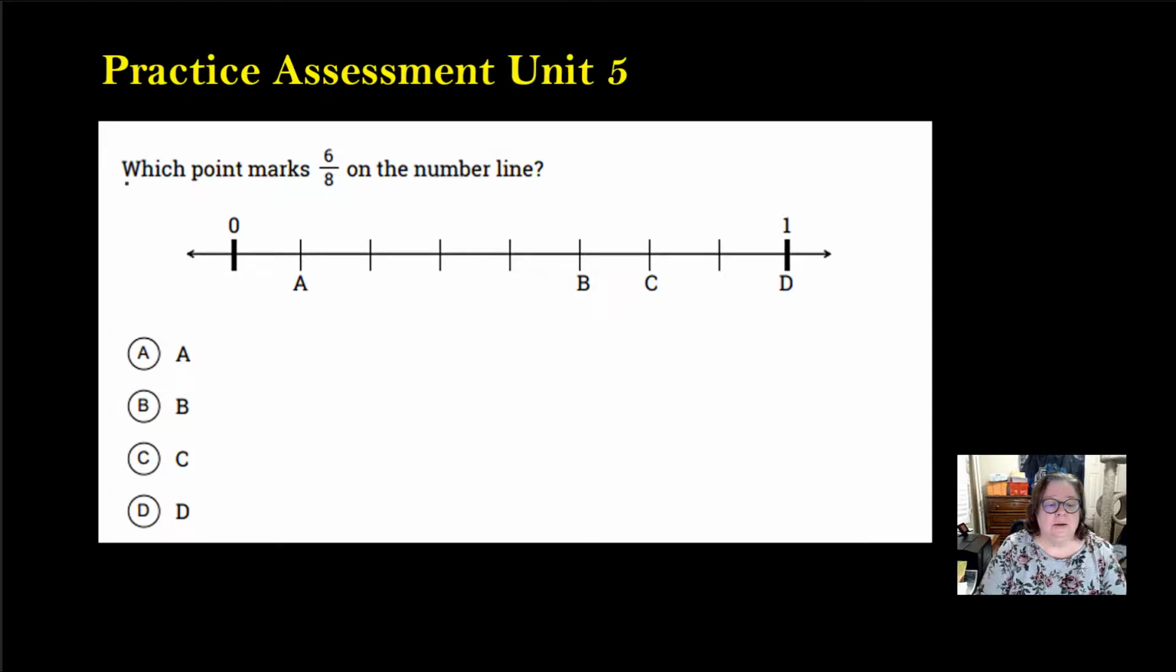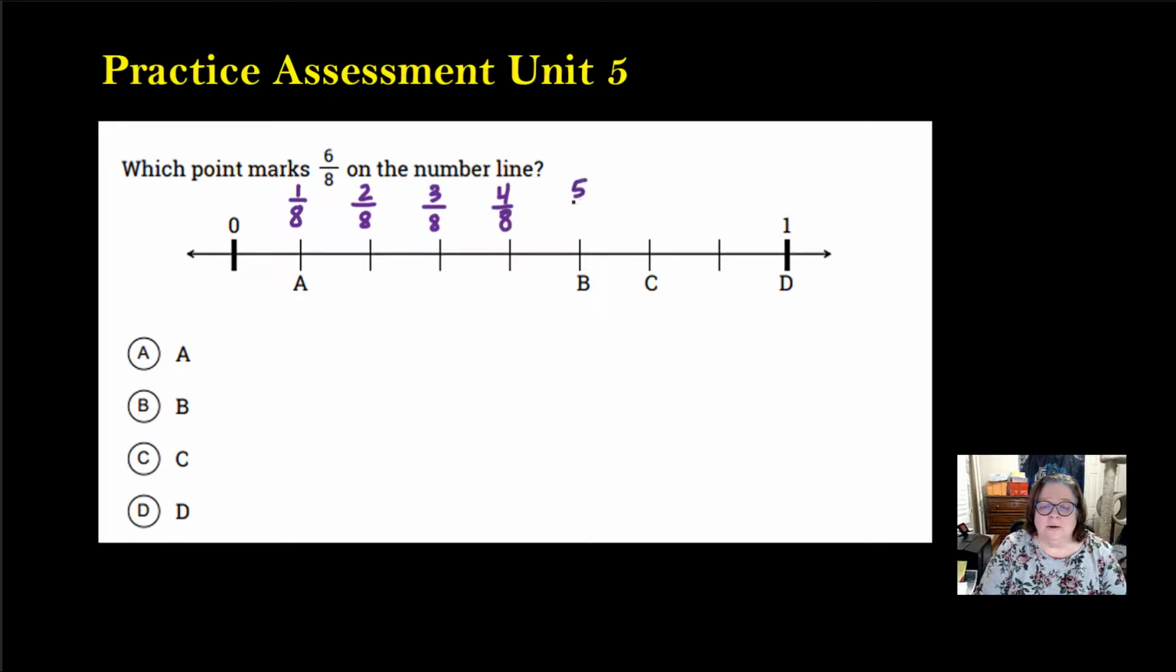Which point marks 6/8 on the number line? A, B, C, or D? Well, why don't we mark the points so that we'll know? We know that there's going to be 8 spaces between the 0 and the 1, so each of these is going to be an eighth. 1/8, 2/8, 3/8. Even though there's no dot there, there is the tick mark, and so that is what the fraction would be.